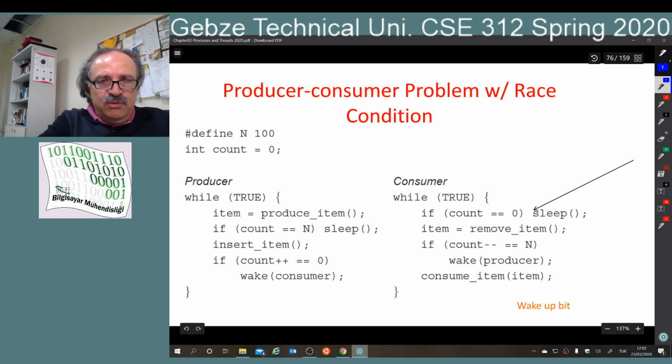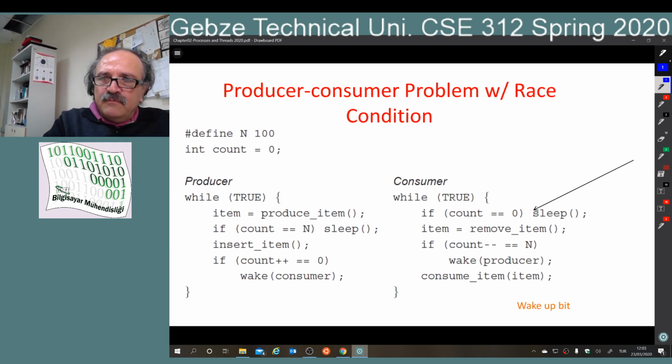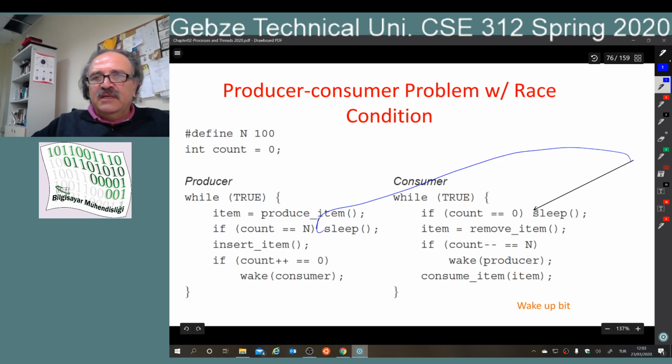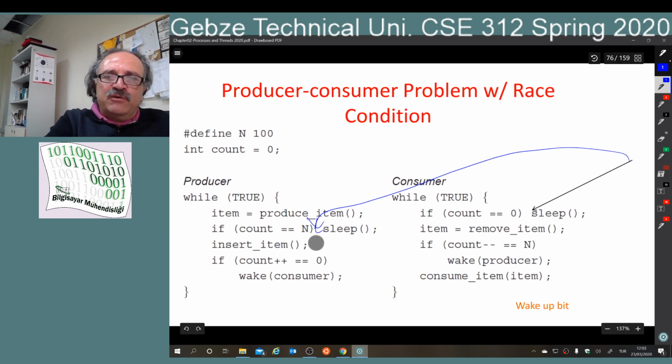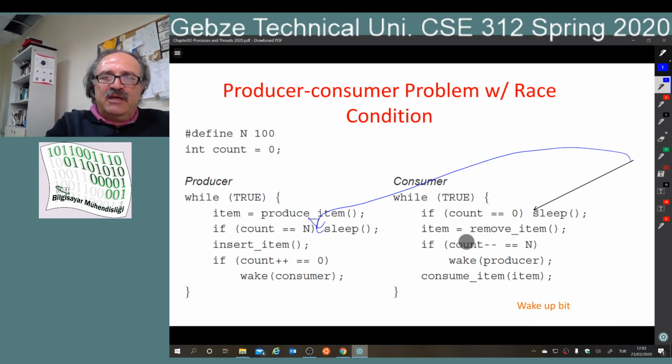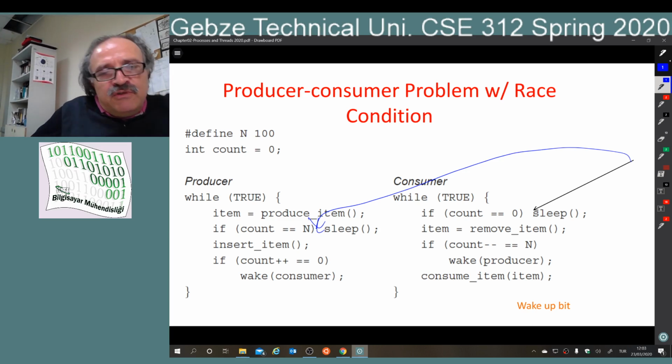The same problem here too. If the interrupt happens right at this position, okay, two problems. If the count is n, I'm going to sleep, but before it goes to sleep, let's say a context switch happened, and it says, okay, count is n, I will decrement it and I will wake the producer, but the operating system says that nobody's sleeping, so it is ignored, but this one goes to sleep after the context switch. So we need to do something about this.